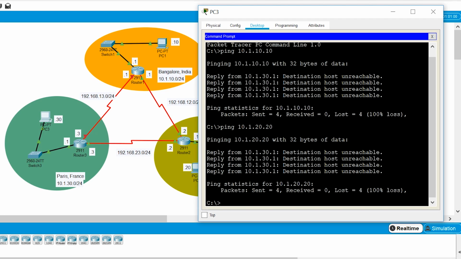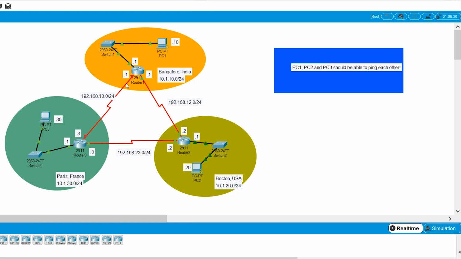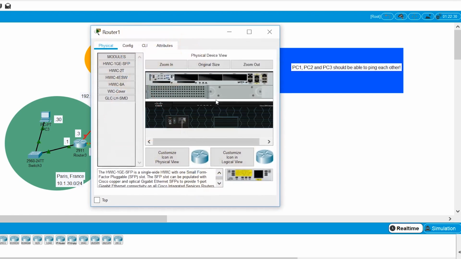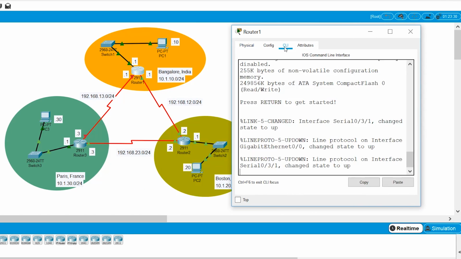We'll find out why it is not working, and it ideally should be configured with EIGRP. That's something we will be looking at. This is a troubleshooting lab. We have 3 offices: Bangalore office, Boston office, and Paris office, and they're connected to each other, and EIGRP is running. So now let's go to router 1 and see what's happening.